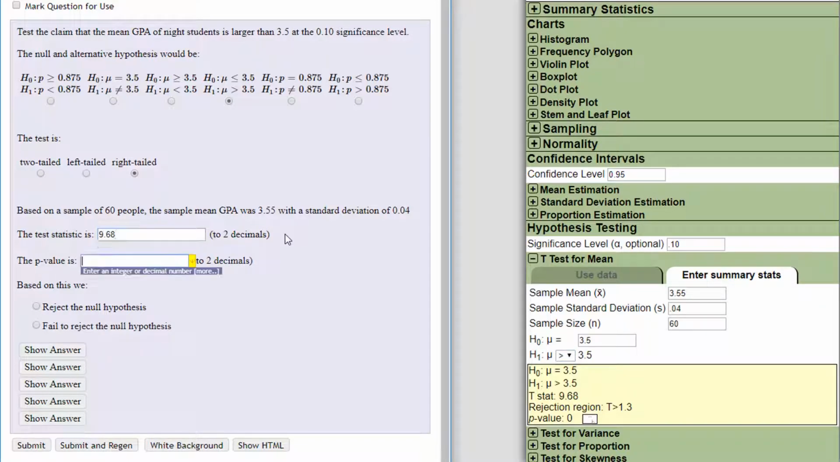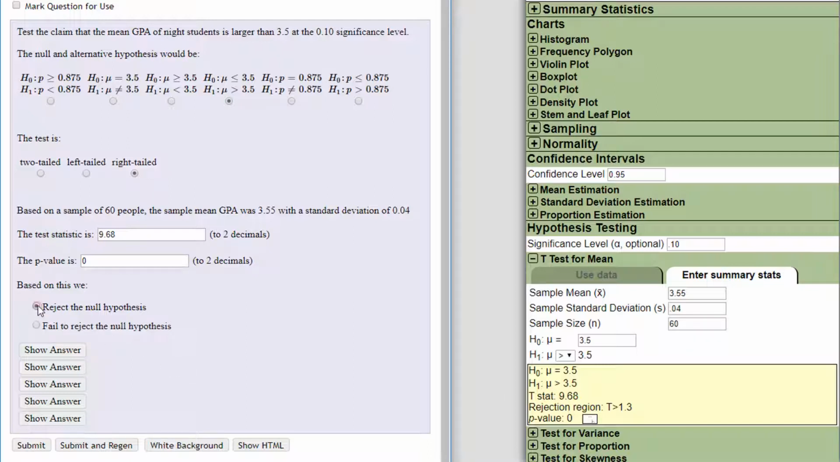9.68 is a huge test statistic. Anything greater than 3 or less than negative 3 is alarmingly extreme. So the p-value is basically 0. It rounds to 0, although it's technically not 0, it's 0.0000 something. It rounds to 0 to 2 decimal places.